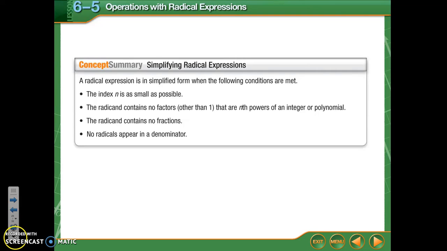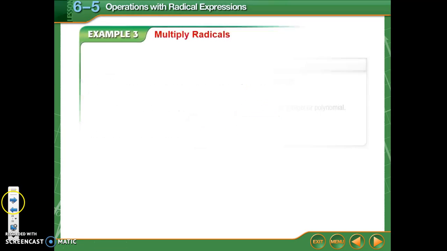Okay, simplifying radical expressions. We say that a radical expression is totally simplified when our index is as small as possible, and we'll see in future sections how to change that. The radicand contains no factors that are nth powers of an integer polynomial, so that means if it's a cube root, I can't have any perfect cube factors under the radical. I can't have fractions under the radicand, and no radicals in the denominator. So the rules are basically the same as they were with square roots. Actually, they're exactly the same. They're just applied to nth powers instead of just square roots.